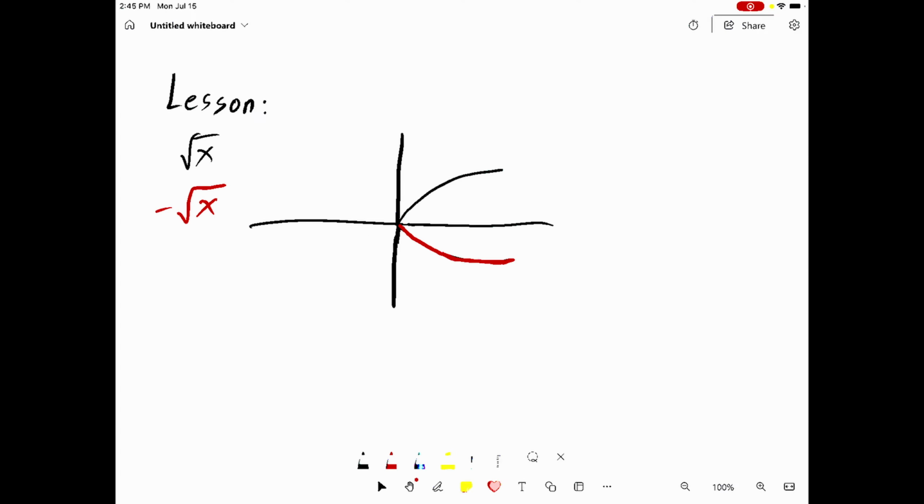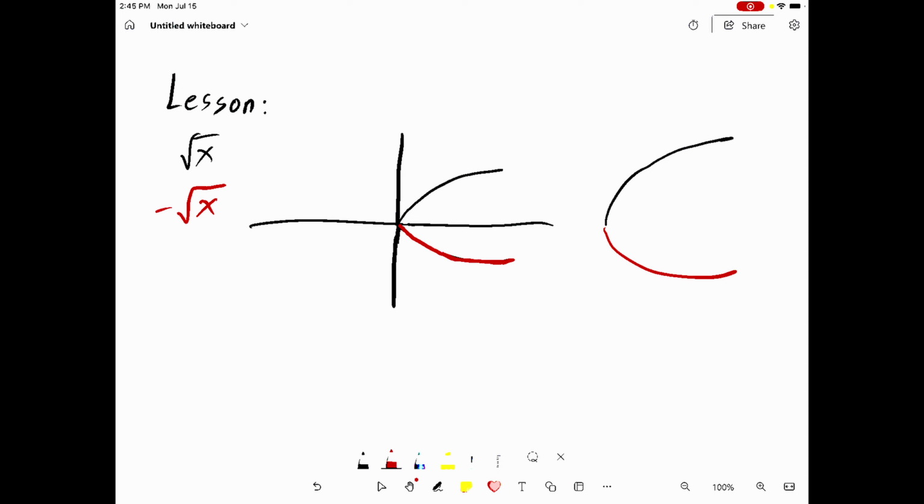Today's lesson is about graphing radical functions. What we have here is the base graph of y is equal to the square root of x. It goes kind of like this. And this is the base graph of y is equal to negative square root of x, which is in red pen over here on this coordinate plane.